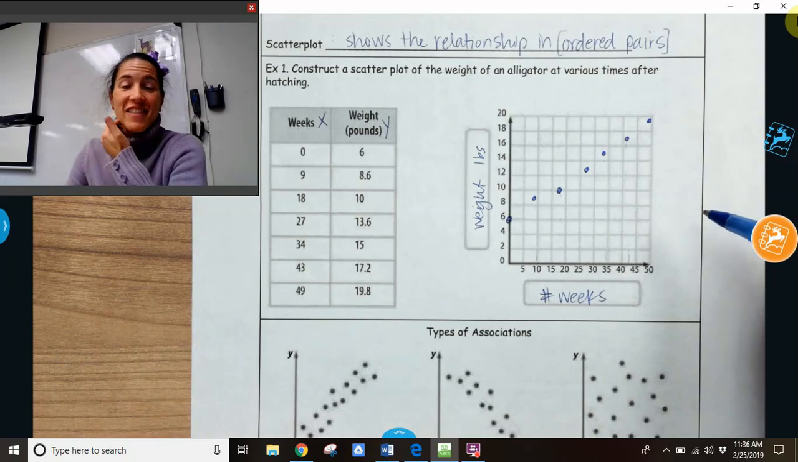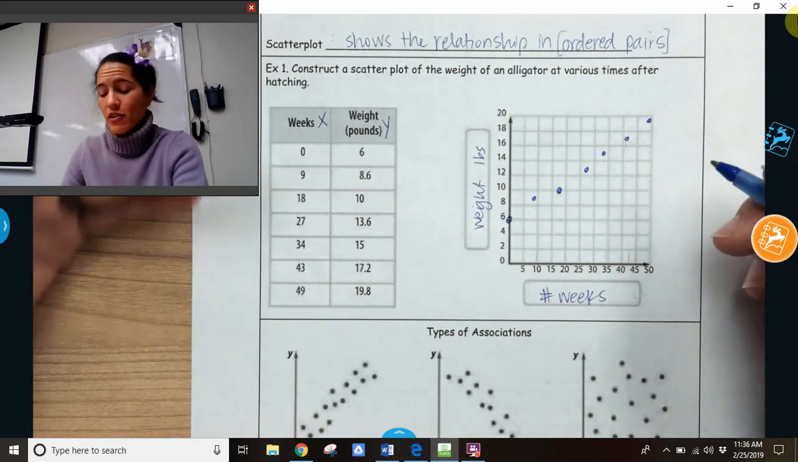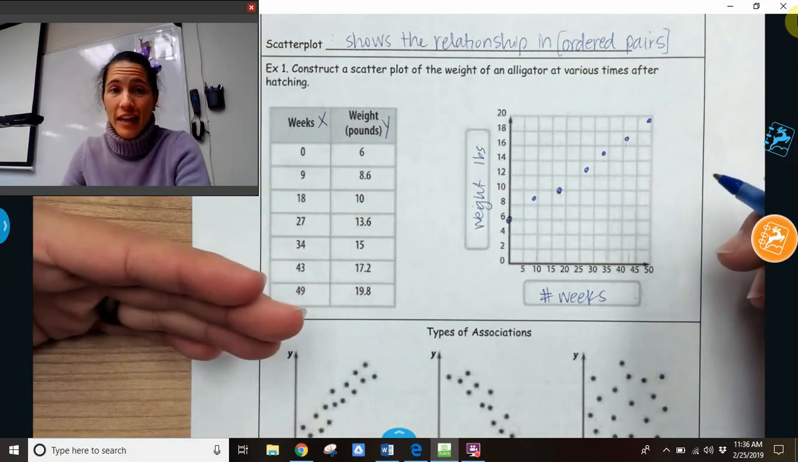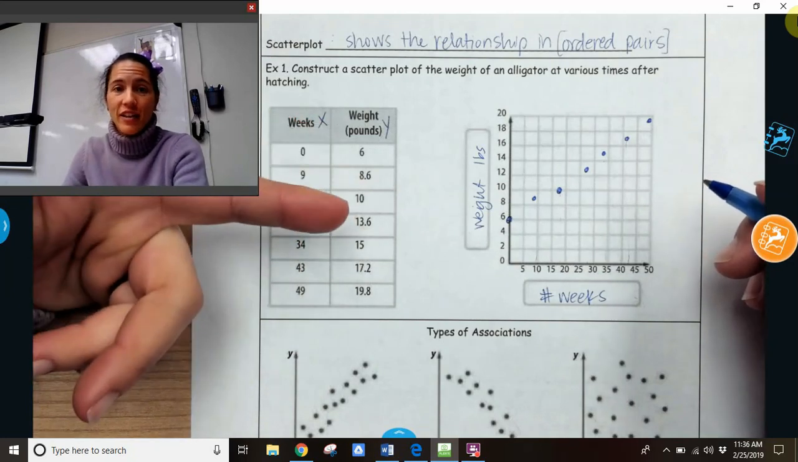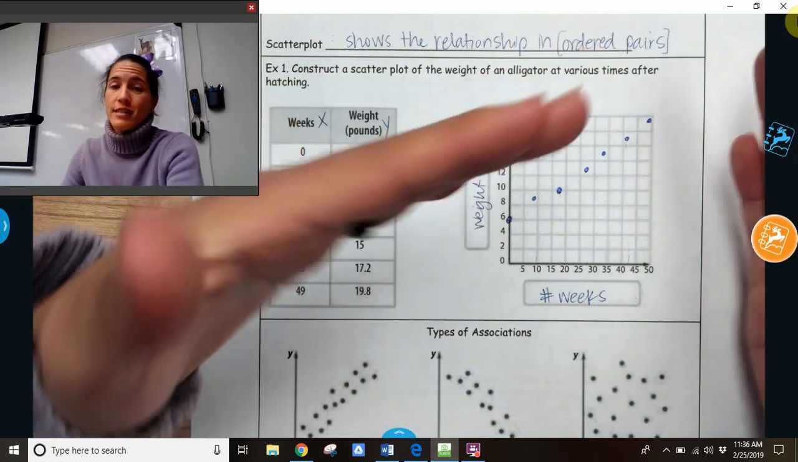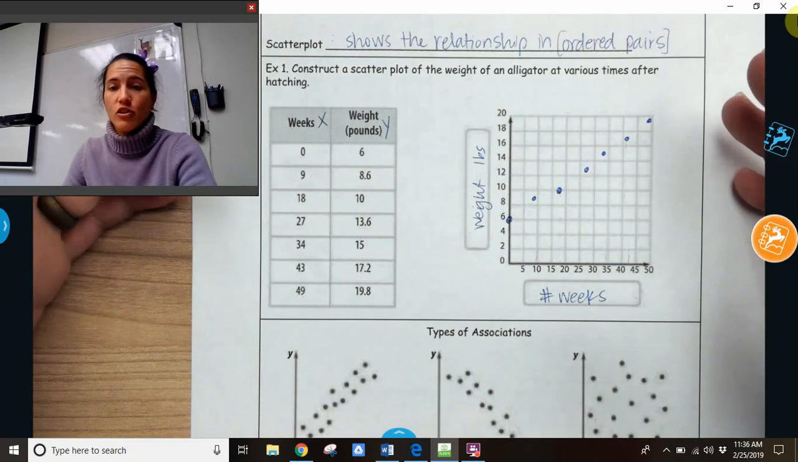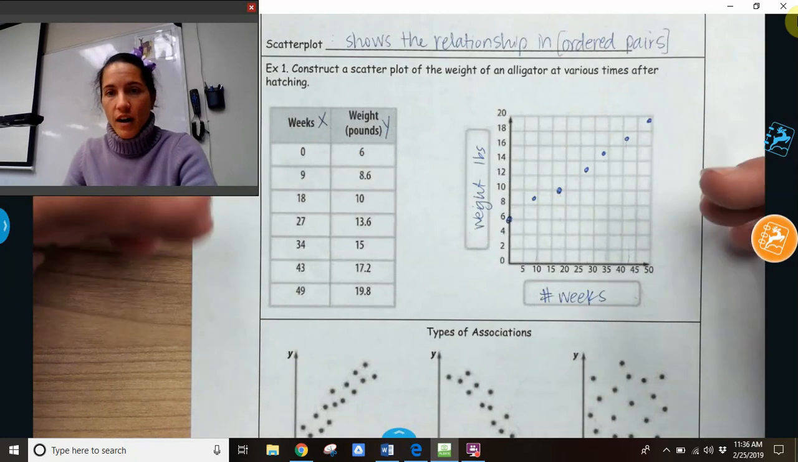All right, so that's how you construct a scatter plot. You take your table of values, your data, your bivariate data. I have weeks and I have weight. So that's bivariate data, and we are organizing it in ordered pairs. So that is how you construct a scatter plot.